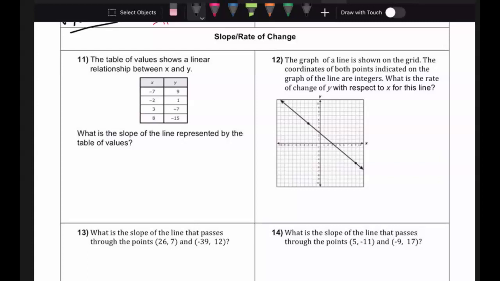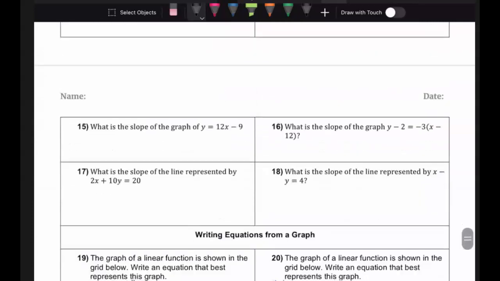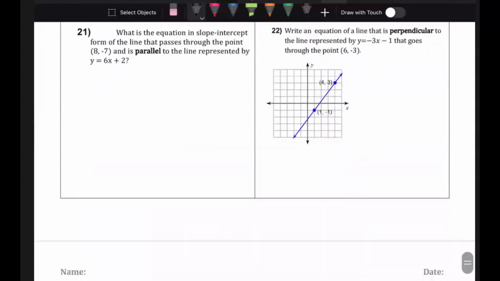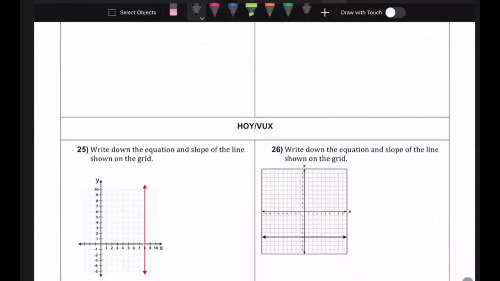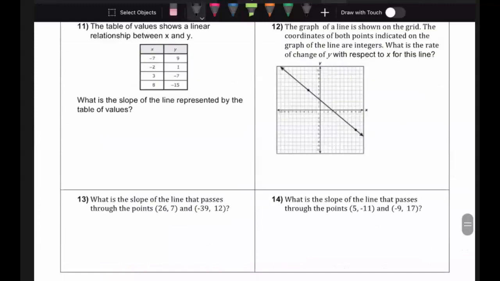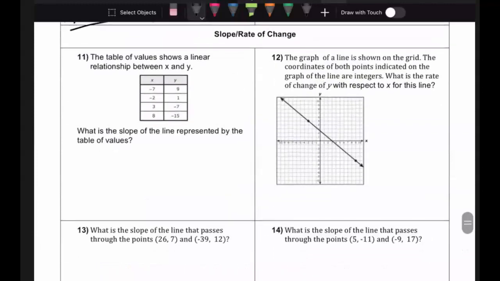So this one will cover the rest of the questions on your review, including slope, rate of change, graphing equations, writing equations from a graph, and more. So we begin with number 11, which is slope and rate of change.